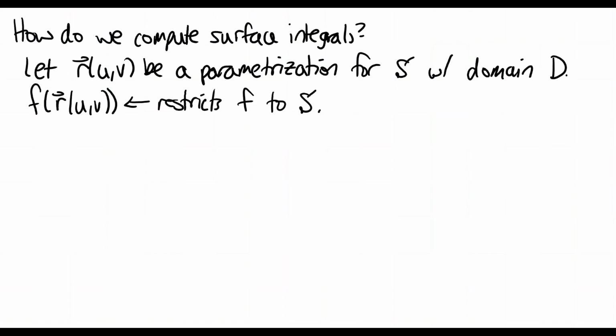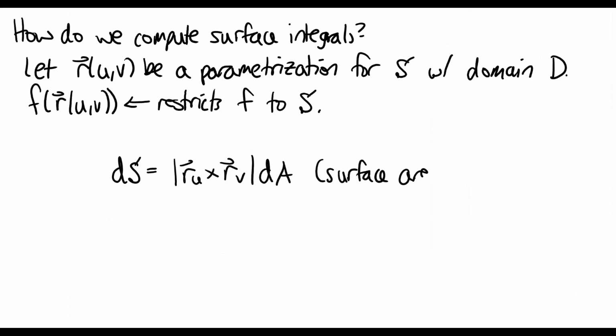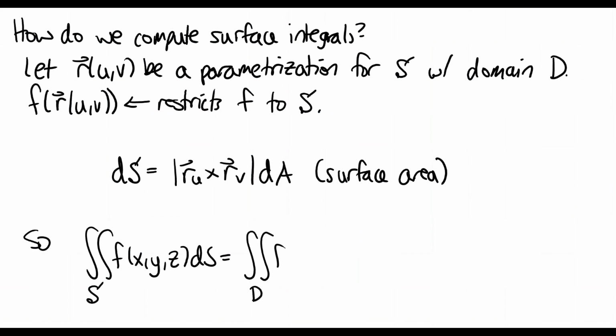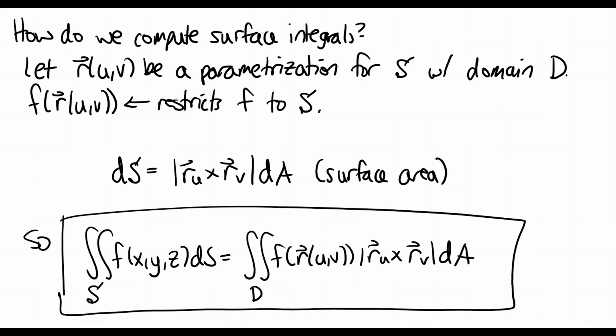Now we want to convert ds to be defined in terms of du and dv, or in other words, dA. Recall that when we did surface area, the ds differential was converted to dA by multiplying by the magnitude of the cross product of the tangent vectors of r with respect to u and v. So this converts our integral to our variables u and v. Putting this together, we compute the surface integral by computing the double integral of f of r of uv times the magnitude of the cross product of r_u and r_v over the domain D.